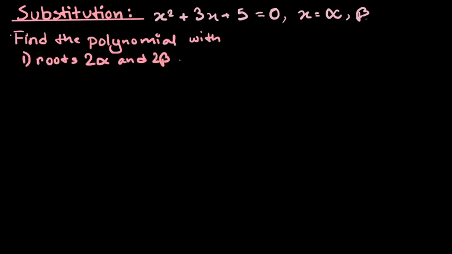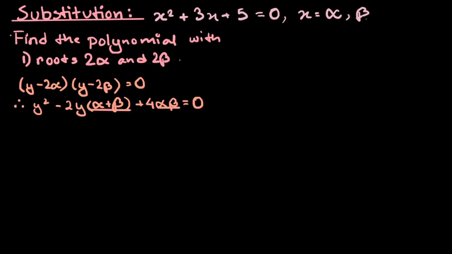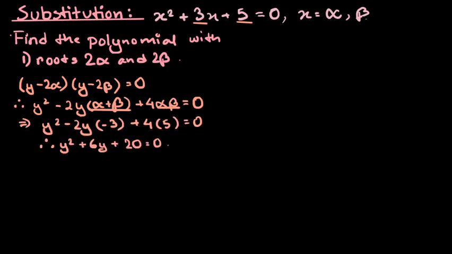So if we imagine another variable for the new polynomial, say y, this would mean (y minus twice alpha) into (y minus twice beta), leading to this. Here we see the summation and the product of the roots, which we know corresponds with minus b by a, so minus 3, and c by a, which in this case is 5, from the original polynomial. Substituting those values, we end up with y squared plus 6y plus 20 equals 0.